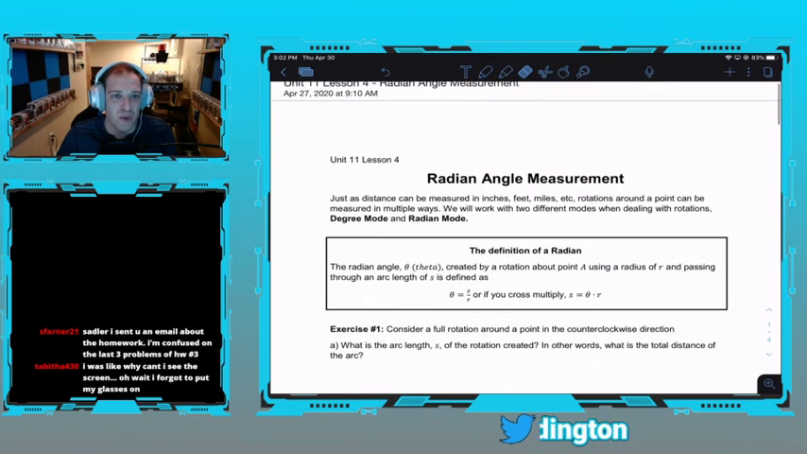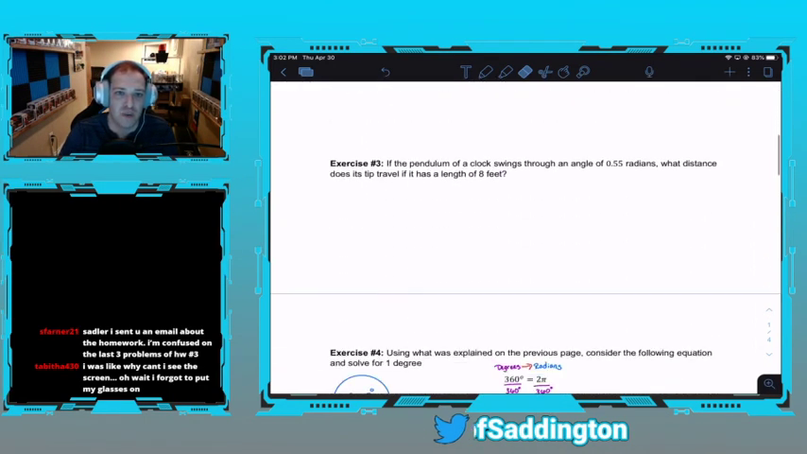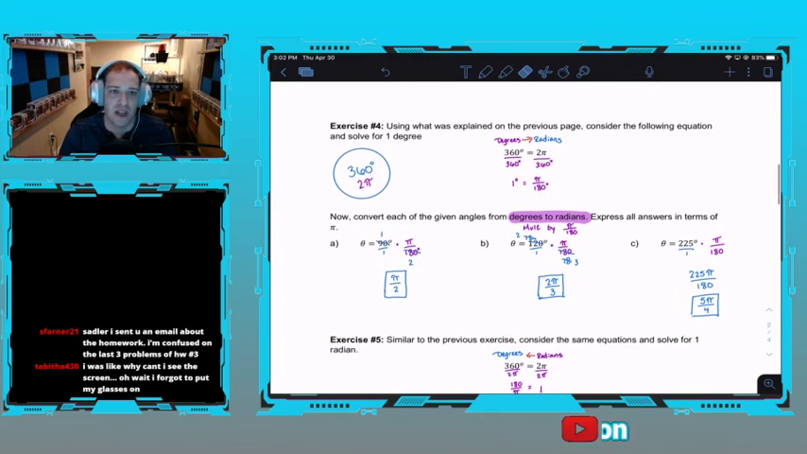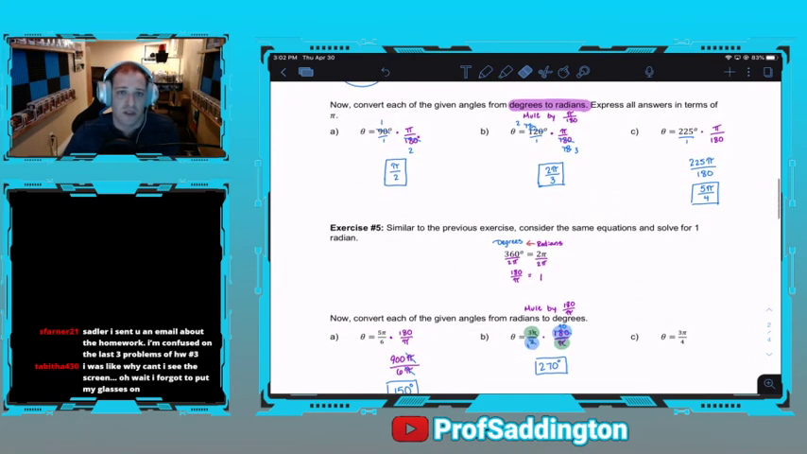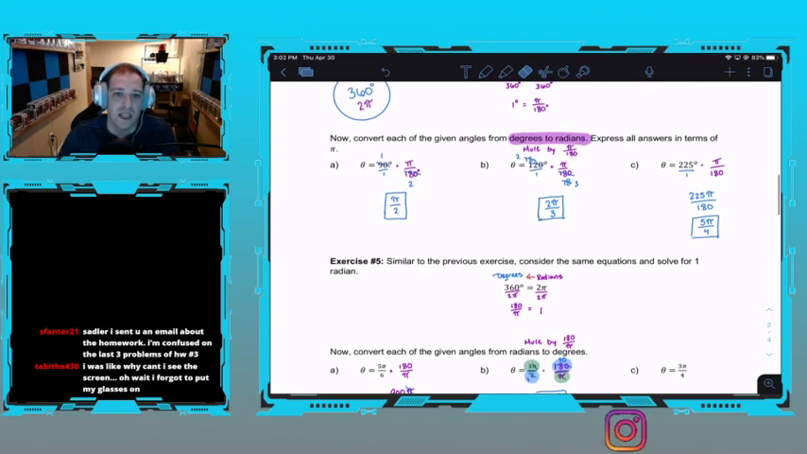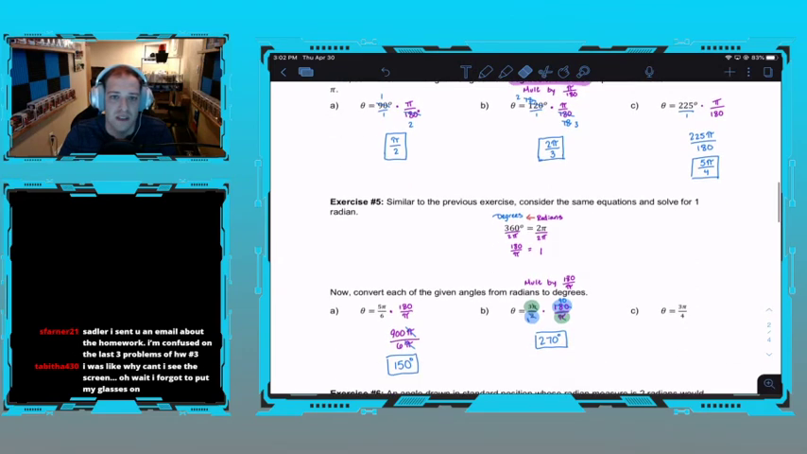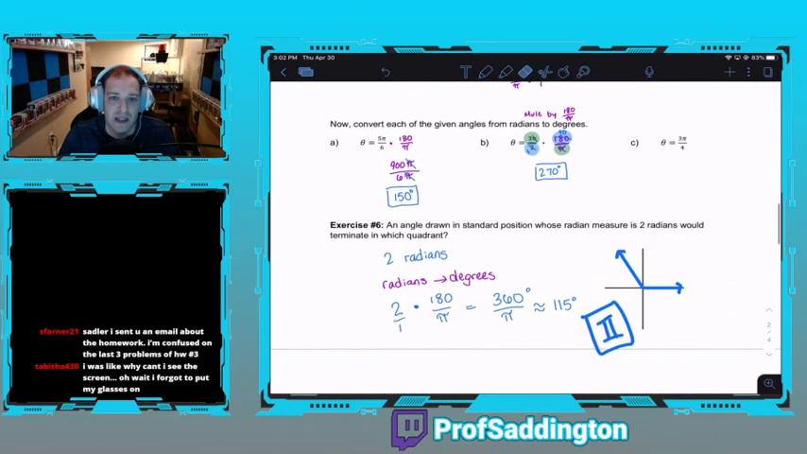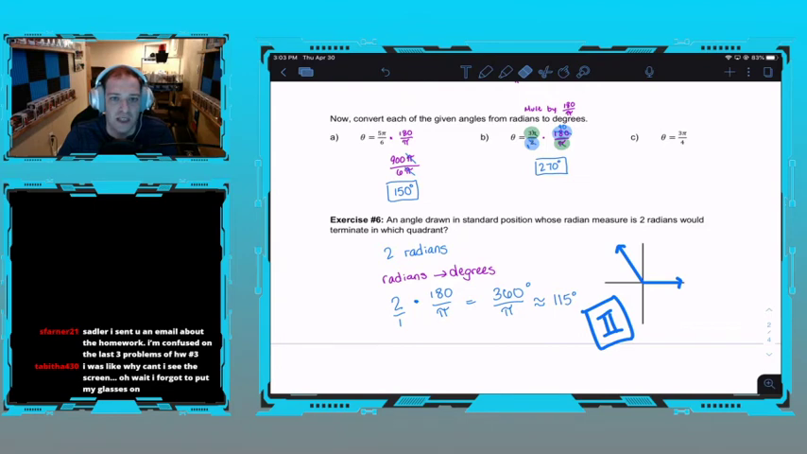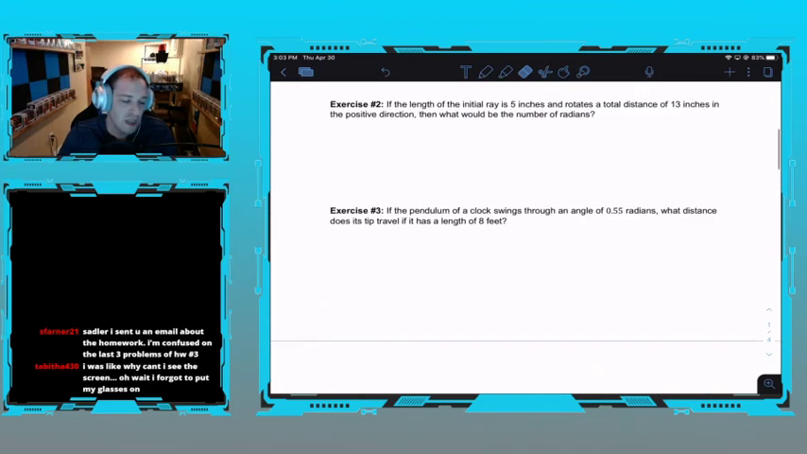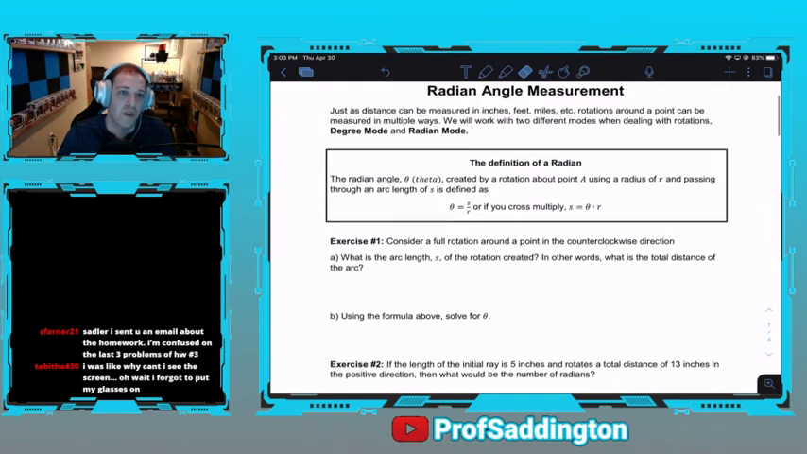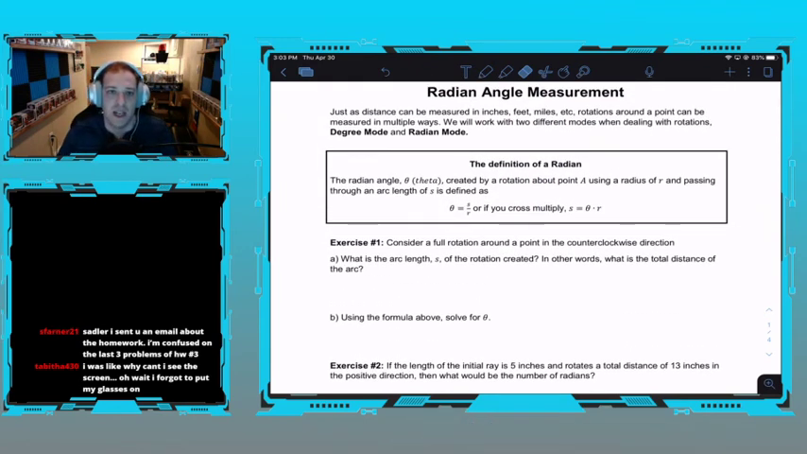So we are doing Unit 11, Lesson 4, Page 1. We did this back page yesterday where we were doing conversions. We were converting from degrees to radians, and from radians back to degrees. We had to go in both directions. We did a lot of math with that. And then the very last problem, we did the conversion to figure out what quadrant it was in. So today we're going to focus more on radians and using the small formula that's inside of the box.